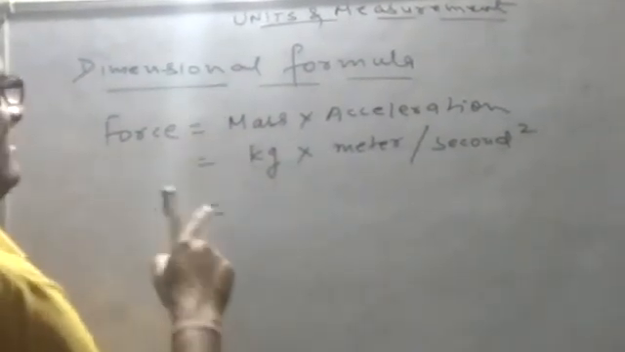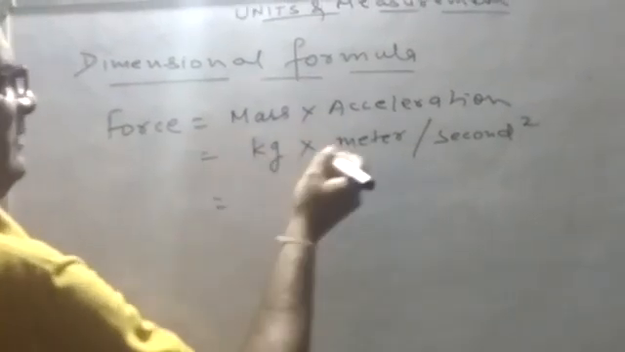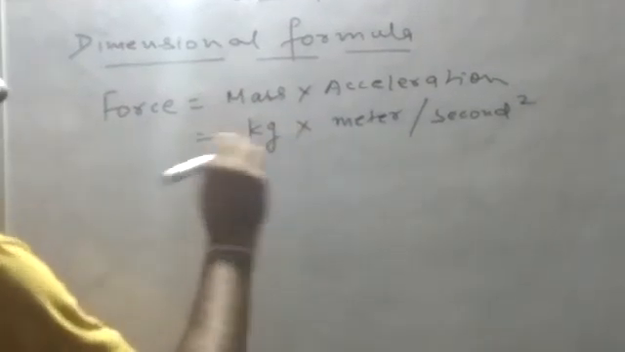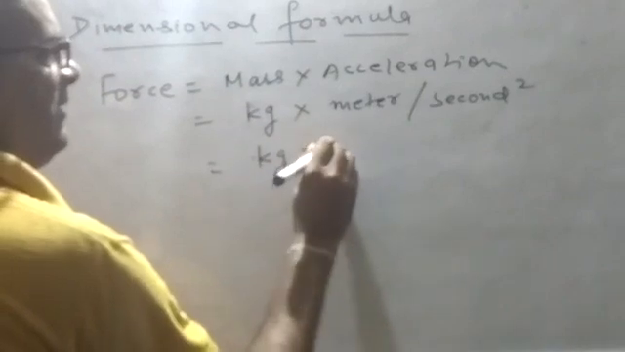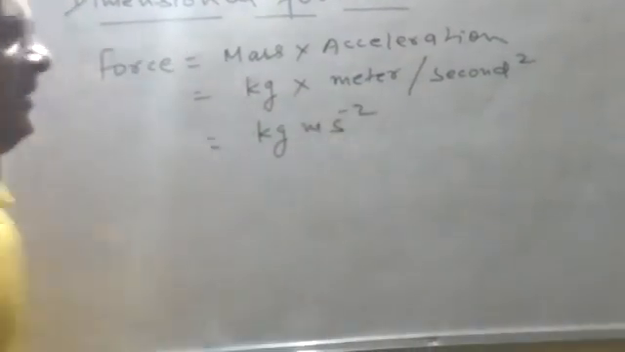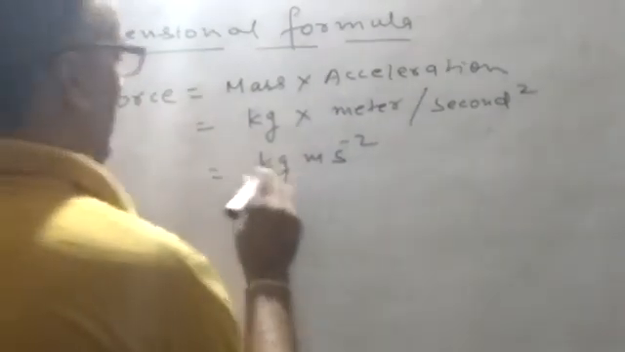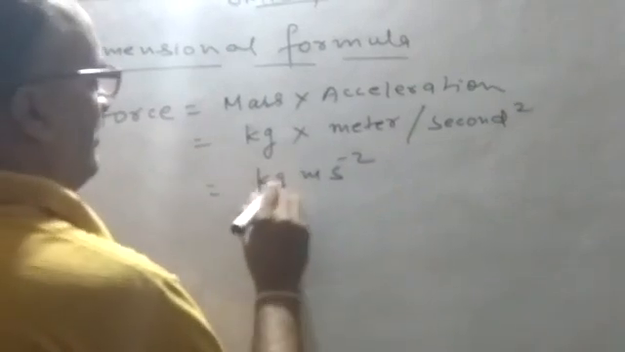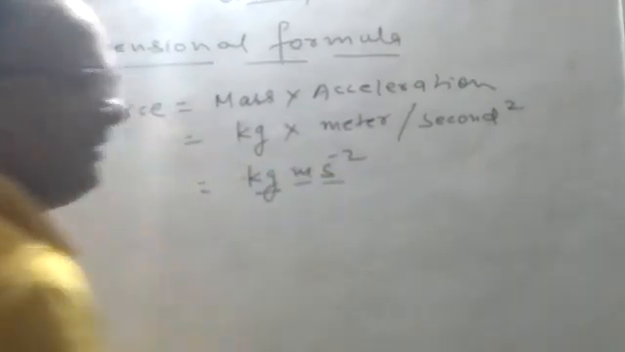So in the SI system, the unit of force will be kg meter per second square. You can also write it like this, kg meter per second square. It is made of three units: kg, meter, and second.